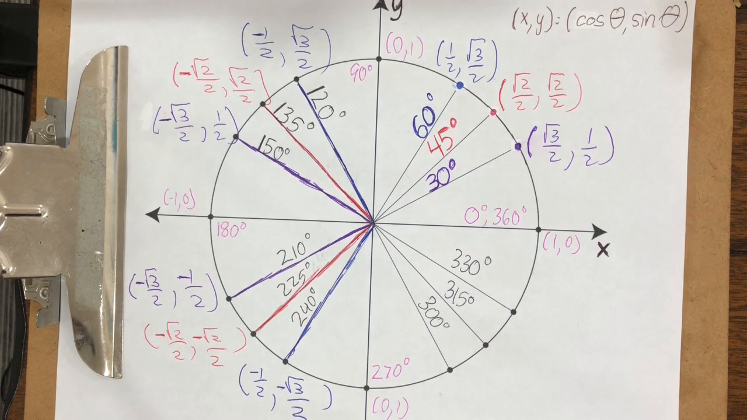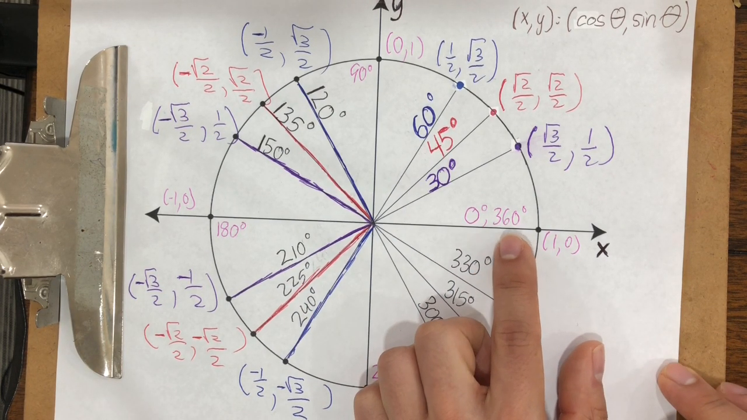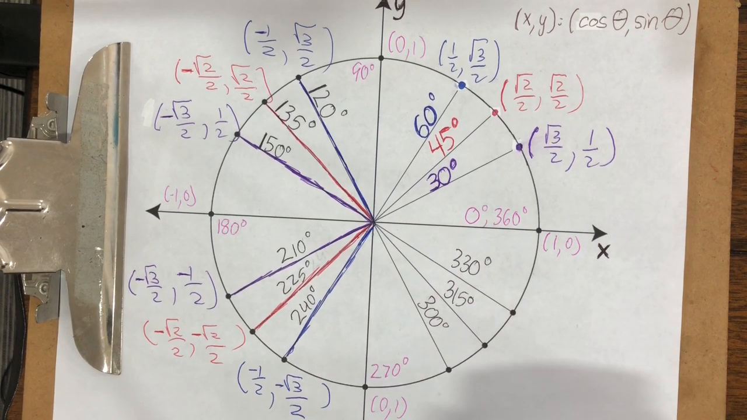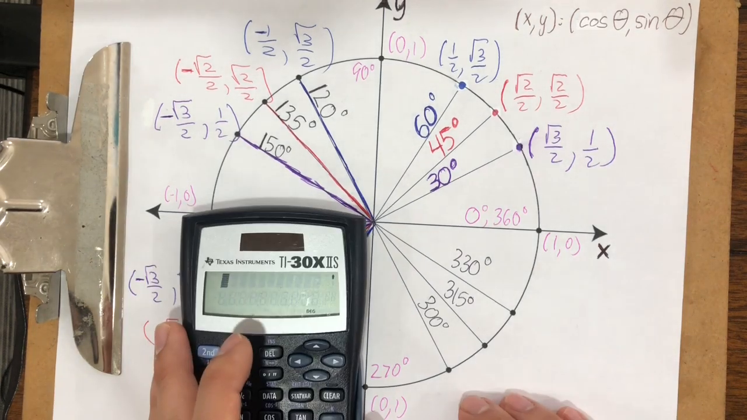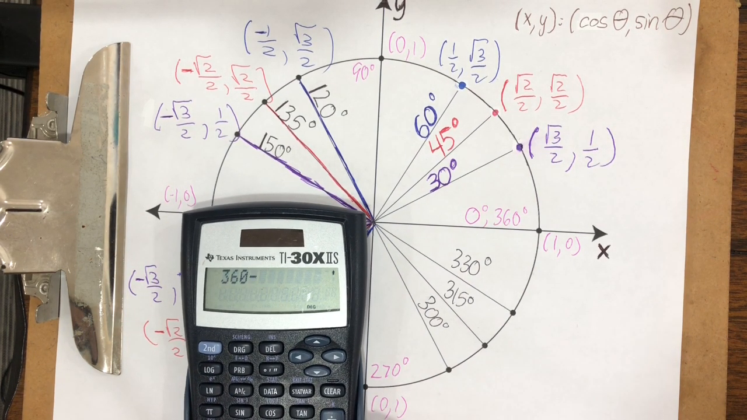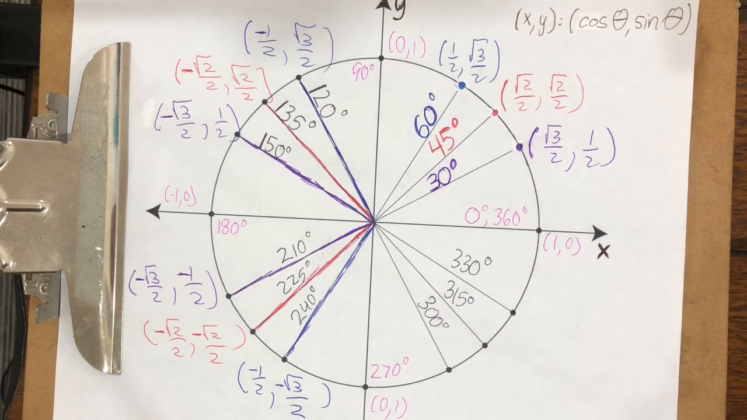So to figure out my reference angle, I'm going to take 360 and subtract it to each degree in the fourth quadrant. So let's say, starting off with 330. So I have 360 minus 330. I get a 30 degree angle measurement. So that means that my reference angle for 330 degrees is 30 degrees.